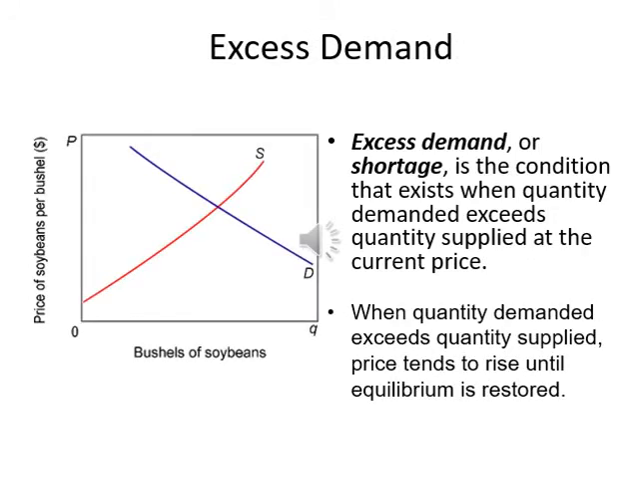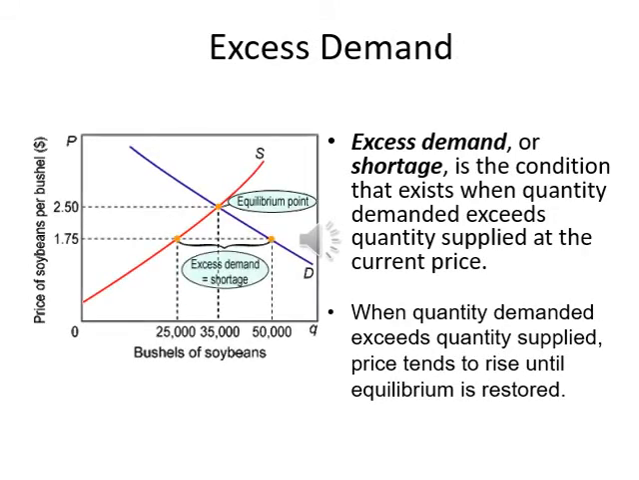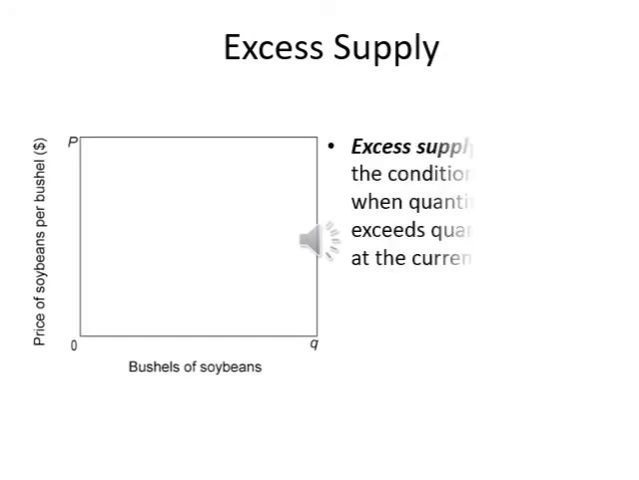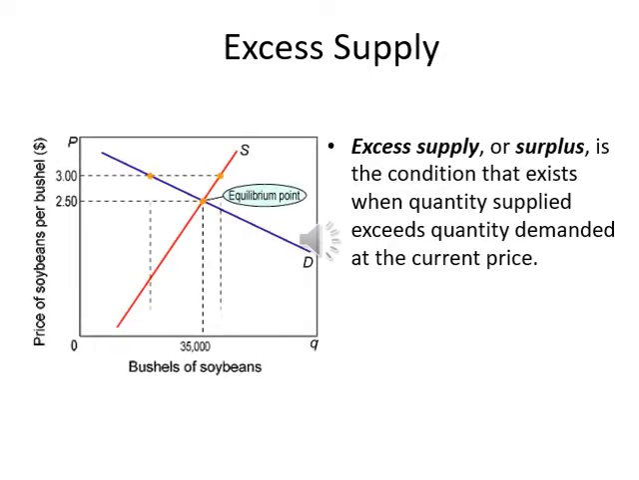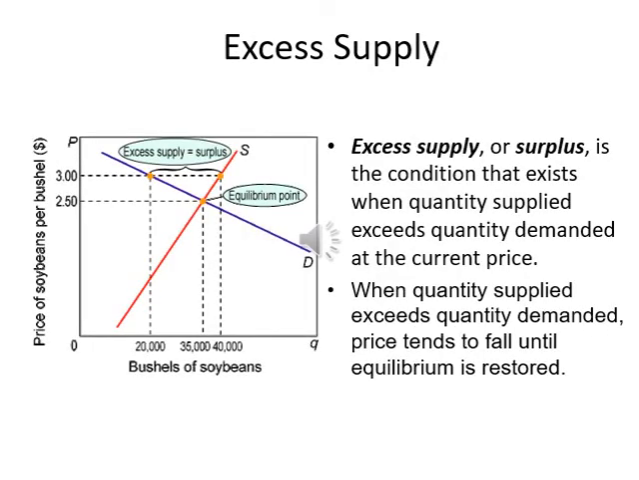Excess demand, or shortage, is the condition that exists when quantity demanded exceeds quantity supplied at the current price. When quantity demanded exceeds quantity supplied, price tends to rise until equilibrium is restored. Excess supply, or surplus, is the condition that exists when quantity supplied exceeds quantity demanded at the current price. When quantity supplied exceeds quantity demanded, price tends to fall until equilibrium is restored.